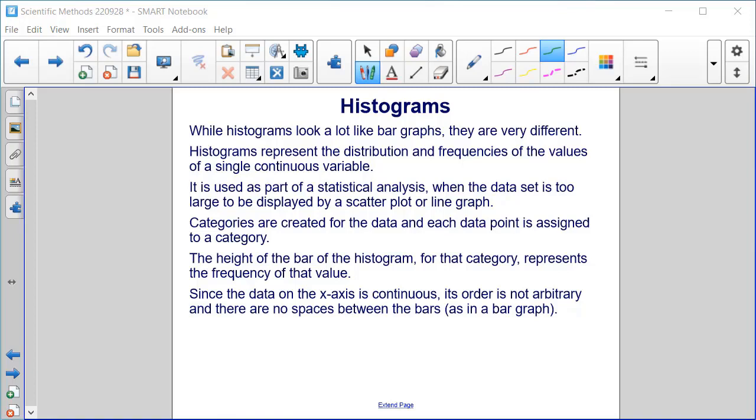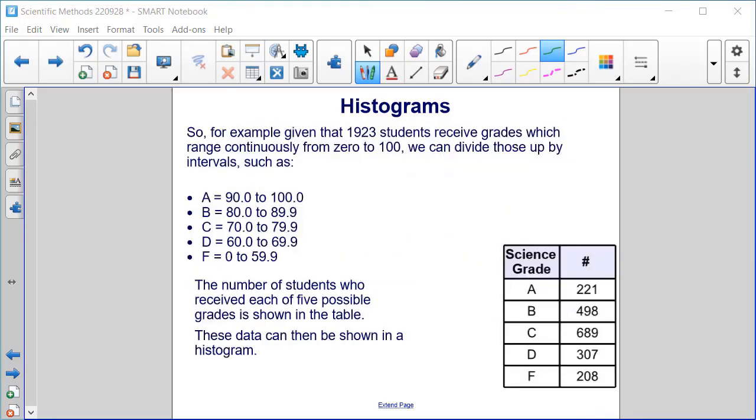Categories are created for the data, and each data point is assigned to a category. The height of the bar of the histogram for that category represents the frequency of that value. Since the data on the x-axis is continuous, its order is not arbitrary, and there are no spaces between the bars, as there is in a bar graph.